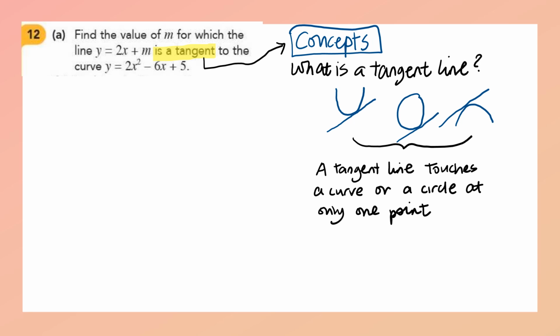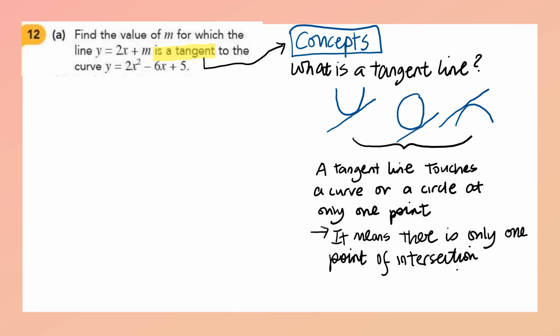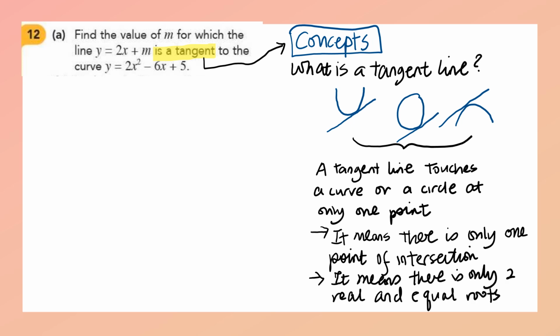So what is the concept involved here? If it touches only at one point, then we are talking about two real and repeated roots. There's only one point of intersection, yes. That means we're talking about two real equal roots. And how can we relate to the values of b squared minus 4ac? Yes, b squared minus 4ac has to be equal to 0. So these are the concepts involved. You need all these concepts. If you don't have all these concepts, you can't solve the questions.